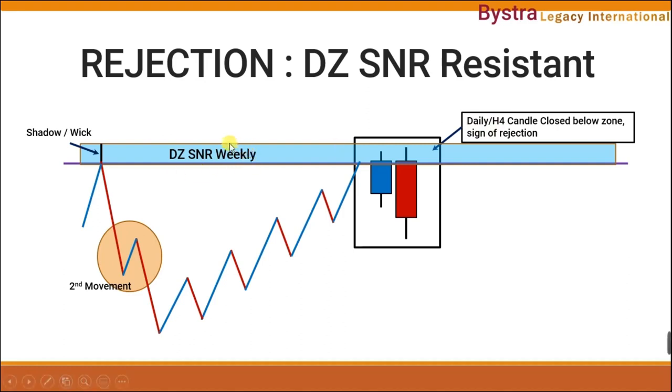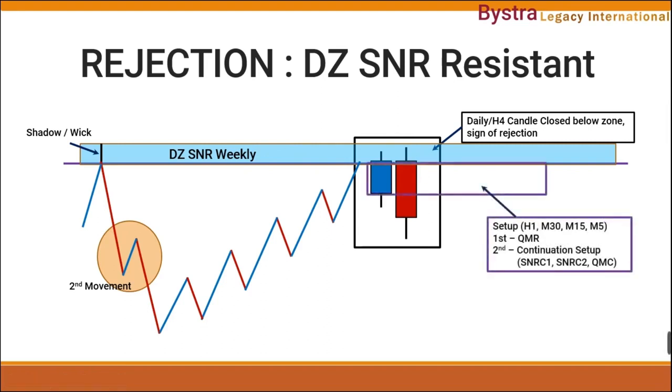So if this is the daily time frame, what is the time frame rejection that we are waiting for? The H4 and the H1. Okay, guys, hope you understand this. We can look two time frames below the DZSNR time frame. So once there is a confirmation of rejection, what should we do, guys?